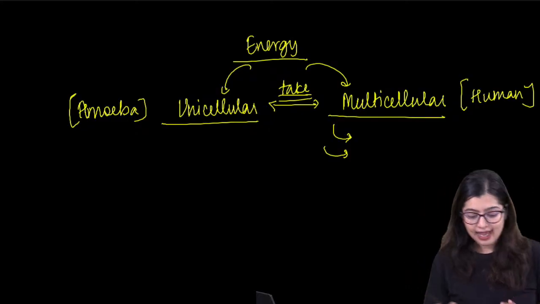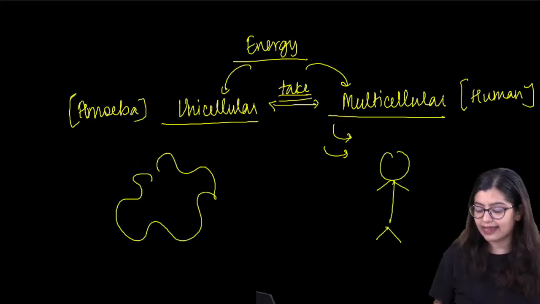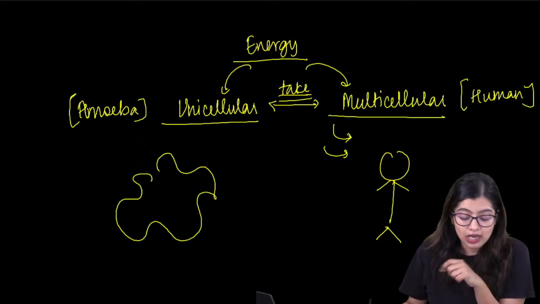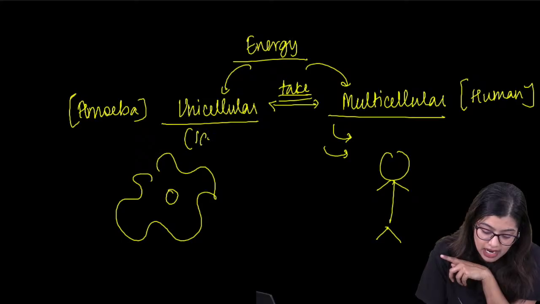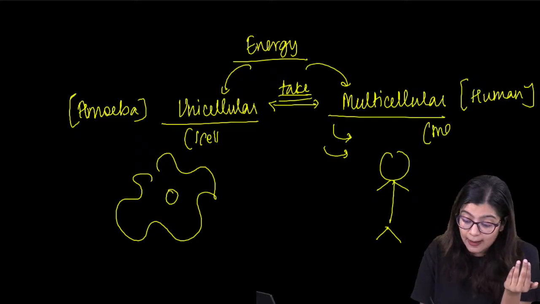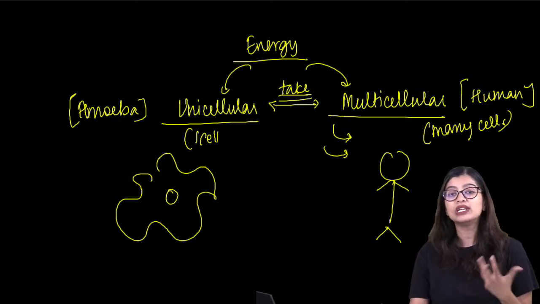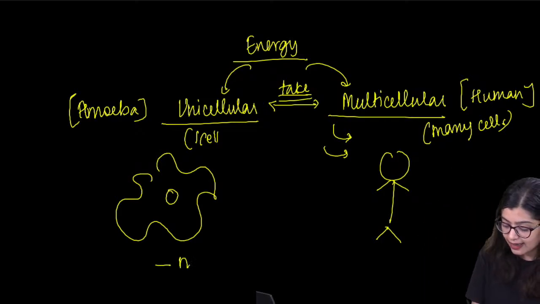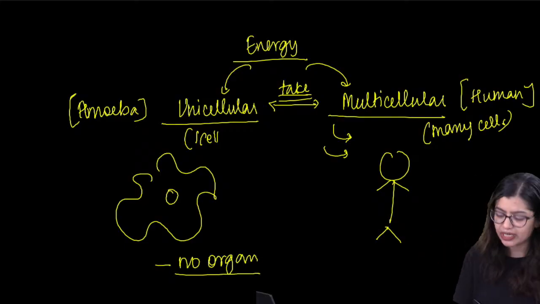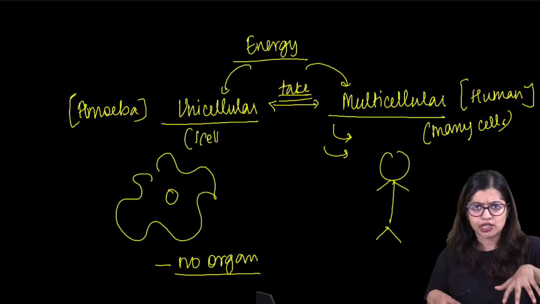I have amoeba, which is unicellular, and I have a human being, right? First and foremost, the number of cells is different. Unicellular means only one cell, in which all reactions are happening. Multicellular means many cells, right? In the case of a unicellular organism, firstly, there is no particular organ. No specific organ for taking in food, no specific organ responsible for taking in oxygen, nothing.